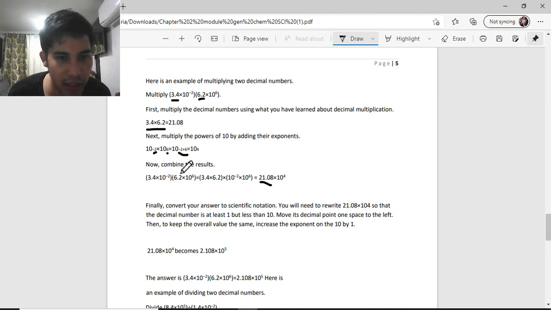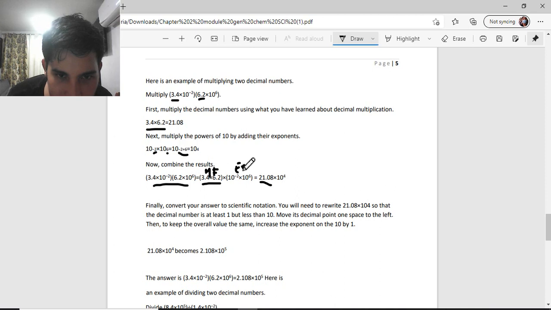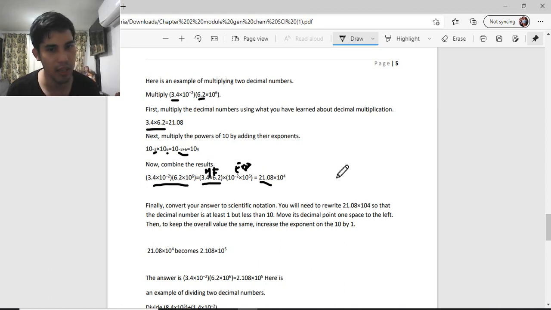Now, combine. Okay, the result. You have here the multiplying factor, MF, and here is your exponent, XP. Now the final answer is 21.08 times 10 to the 4. Pero final answer gid man na. Look at your multiplying factor. It is 21.08. It is not at least 1 but less than 10. That's why you need to move.